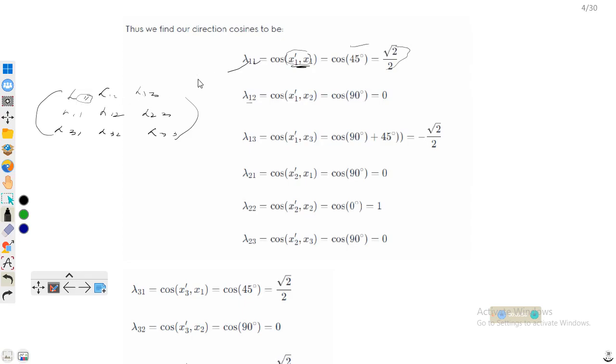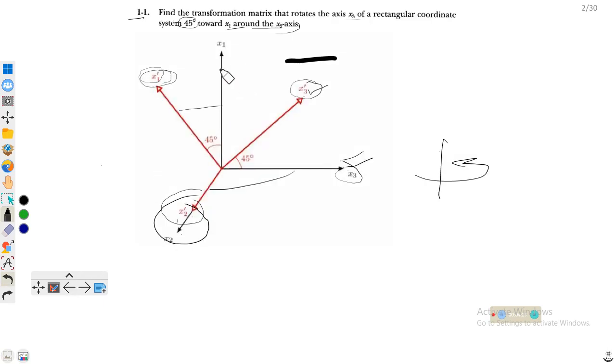Lambda 1 1 means the first index is for the prime axis and the second is for the unprime axis. Lambda 1 2 means x1 prime and x2. The first index denotes the prime axis. We know that the angle between x1 prime and x2 is 90, so cos 90 is 0. You can justify this angle because the angle between these two axes is not changed. Our rotation is taking place around x2, so there is no change of angle relative to the x2 axis. The angle will remain 90.